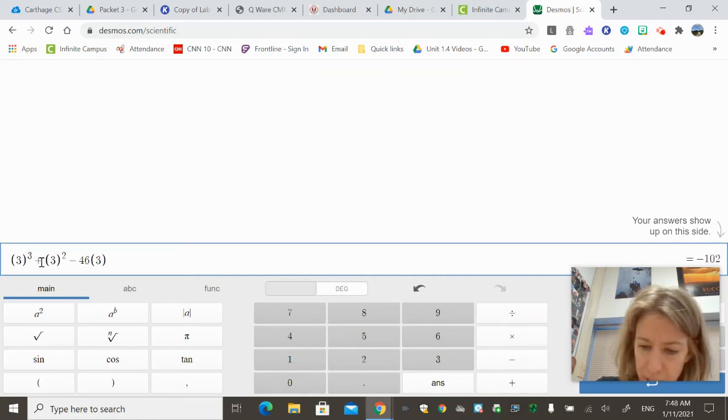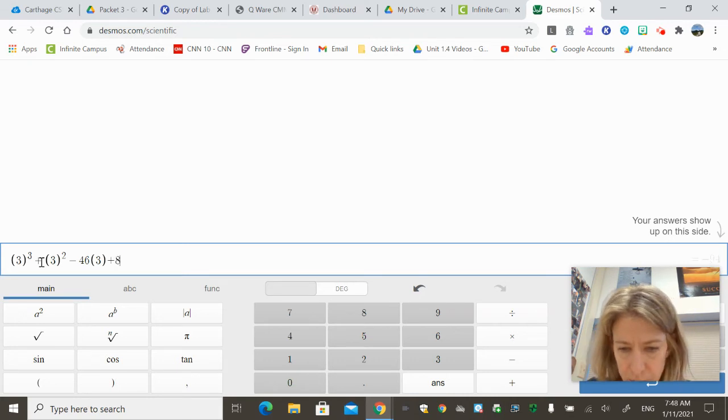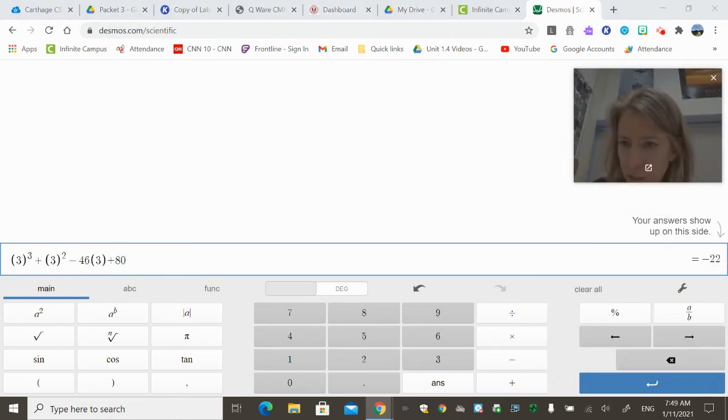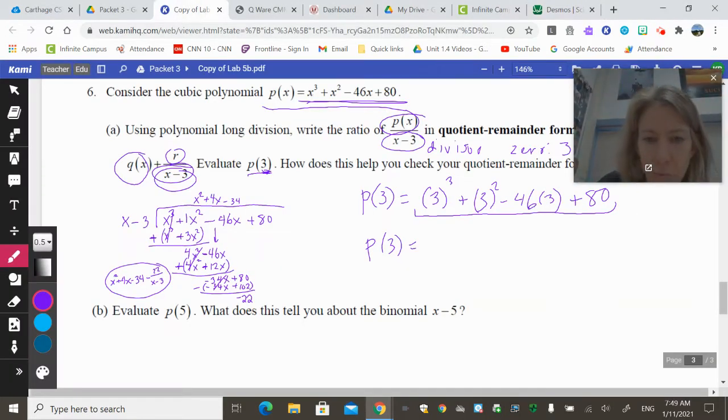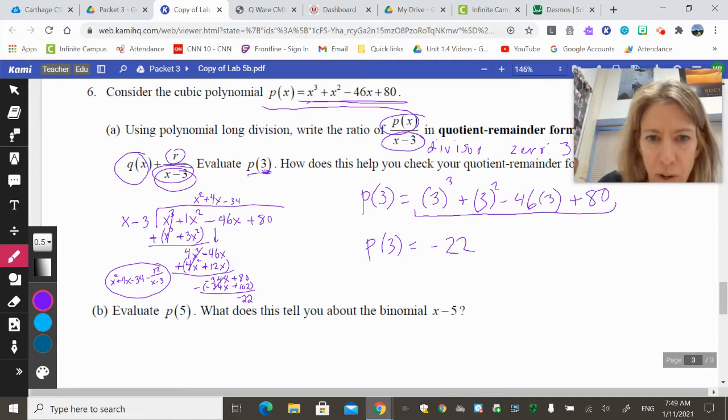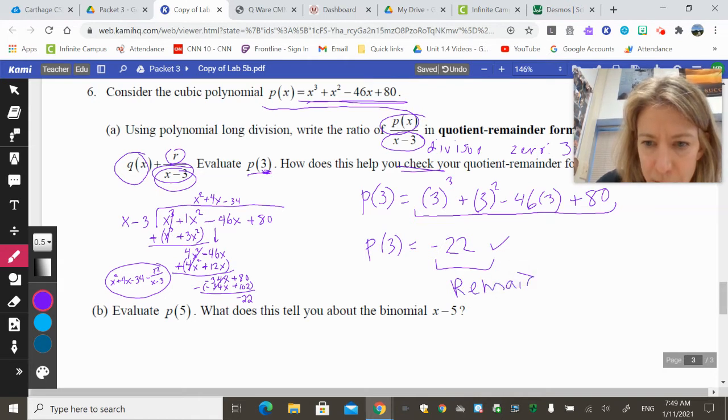And then plus 80. Okay, and you see my answer is right above my picture here. It says, now it's below your picture, your answer will show up on this side, and it says negative 22. So negative 22 should be my remainder. So that helps me check my long division because this represents my remainder. That's what the remainder theorem is.